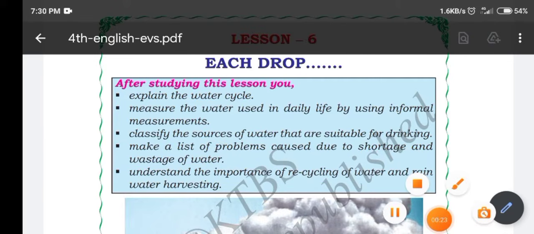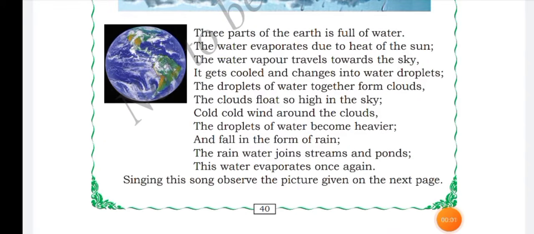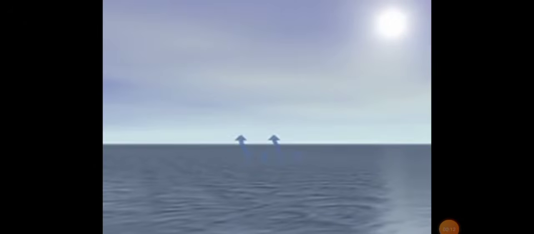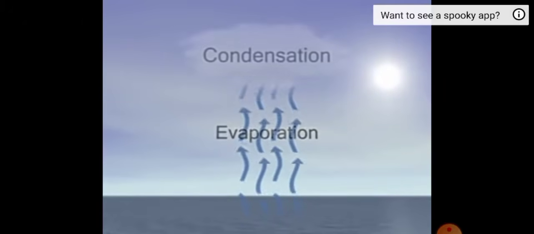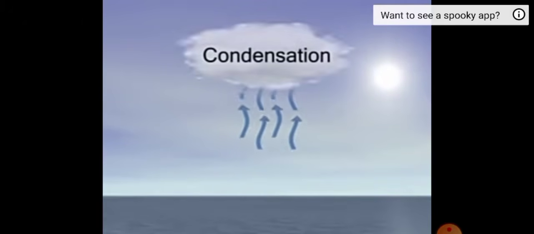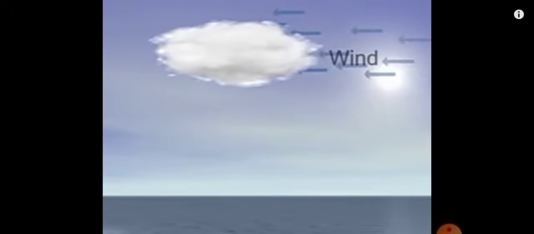Okay. Now here is a poem related to this. Let us read this poem. Three parts of earth is full of water. Water evaporates due to the heat of the sun. The water vapor travels towards the sky. It gets cooled and changes into water droplets. The droplets of water together form clouds.